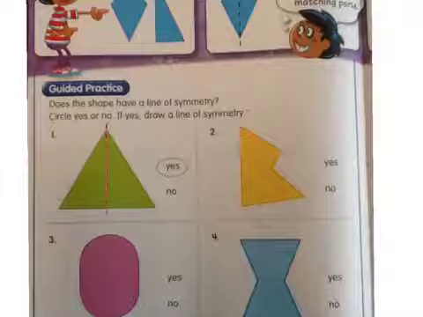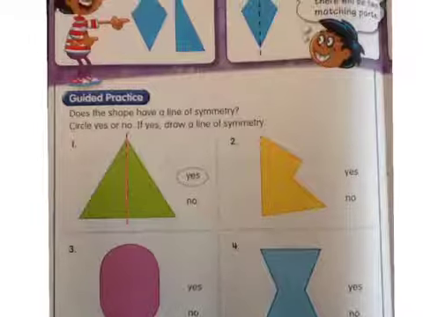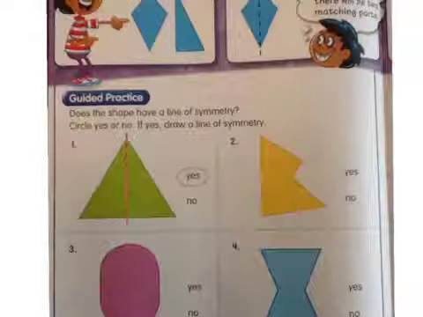Number 2, does that shape have a line of symmetry? So again, you'd have to think, if I were to draw a line down the middle going vertically or a line going across going horizontally, would it be the same on both sides? And as I'm looking at shape number 2, I don't think it has a line of symmetry. So it would be no. It does not have a line of symmetry.